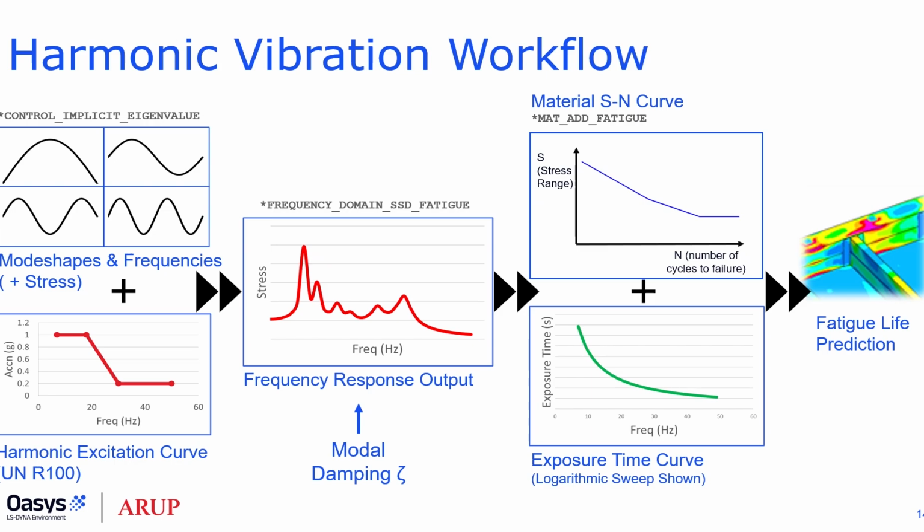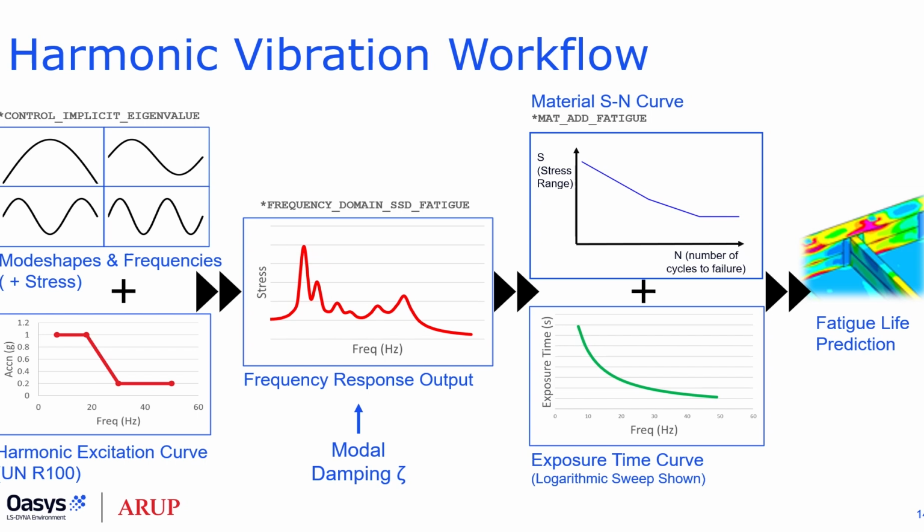LS-DYNA will then calculate a stress frequency response function for every element in the model, which basically shows how the stress varies with frequency. The final step is to calculate the fatigue life. For this, we need to input a Wöhler curve or SN curve for every material we're interested in the battery. This curve defines how many cycles it will take to fail the material at different stress ranges.